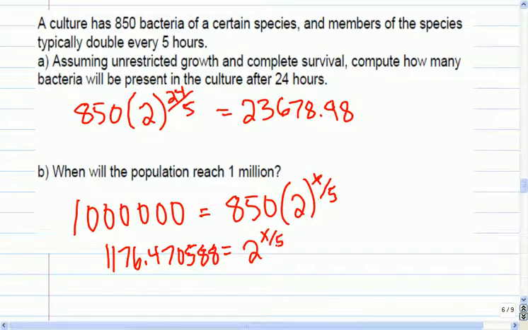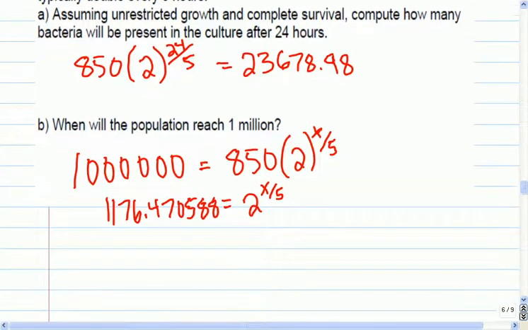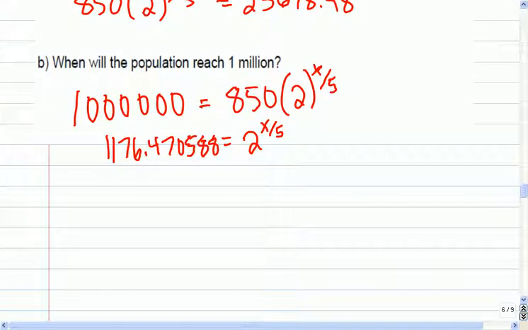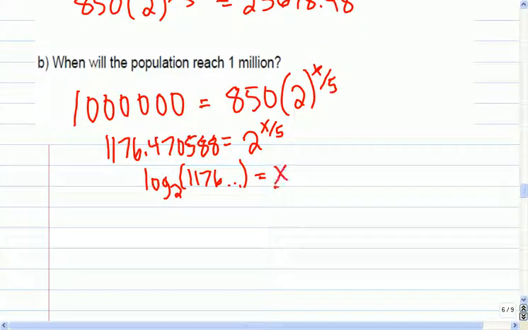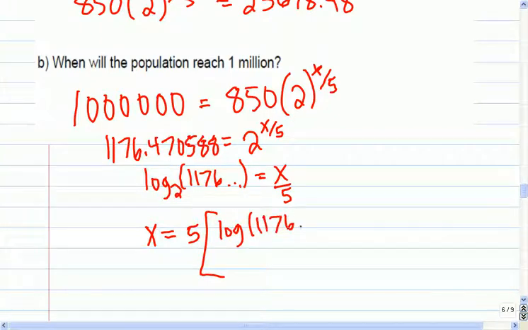And now I can use my logarithm. This will be the log base 2 of 1176, and I'll just put the dots there, equals x over 5. So x equals, and I need to use change of base here, so it'll be the log of 1176 over the log of 2.